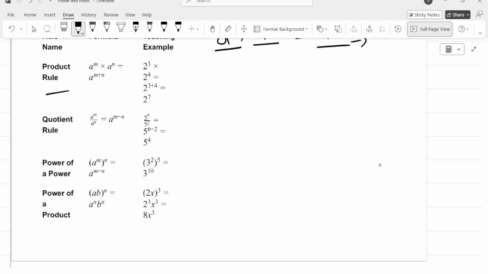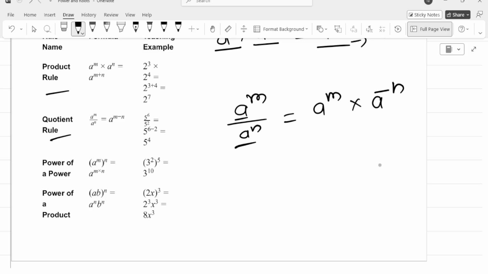Now that is the product rule. Next we talk about the quotient rule. What is the quotient rule? When we divide a to the power m by a to the power n, their base is the same. When the denominator goes into the numerator, we write a to the power m times a to the power minus n. It is the inverse form, a to the power minus n.